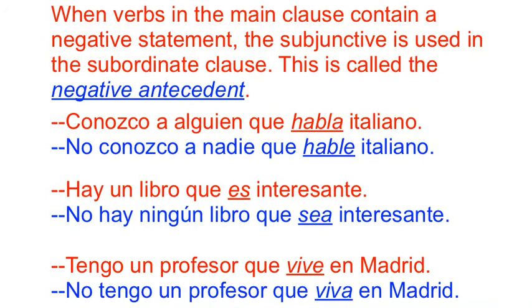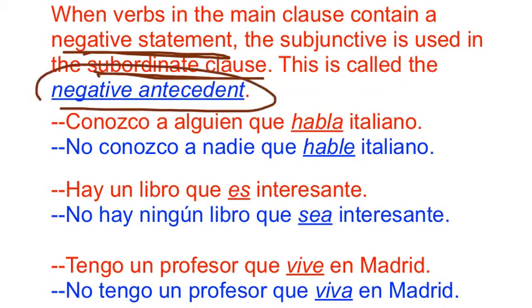Now let's talk about the negative antecedent right here. It says when verbs in the main clause contain a negative statement, the subjunctive is used in the subordinate clause. This is called the negative antecedent. So we have conozco a alguien que habla italiano. I know someone who speaks Italian. This is indicative because you know that person.